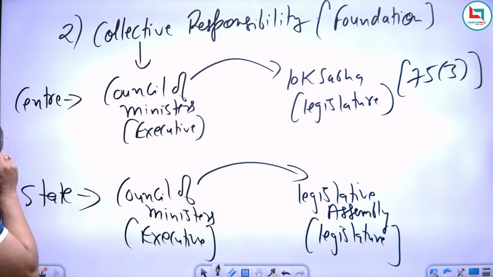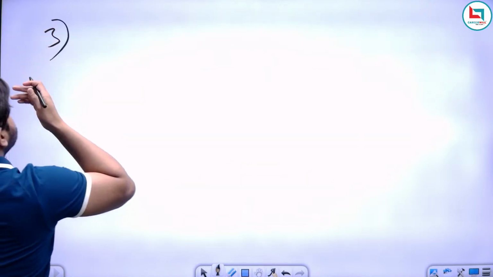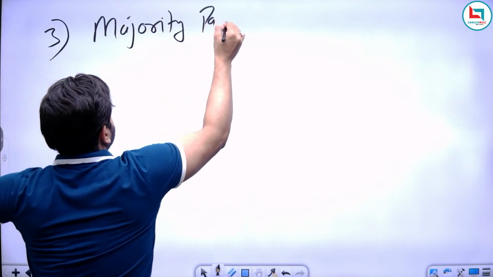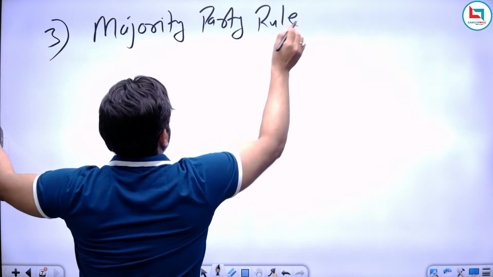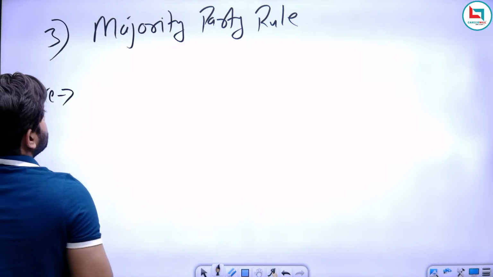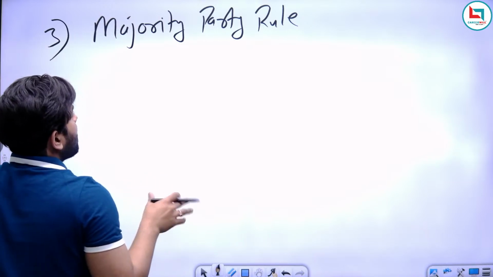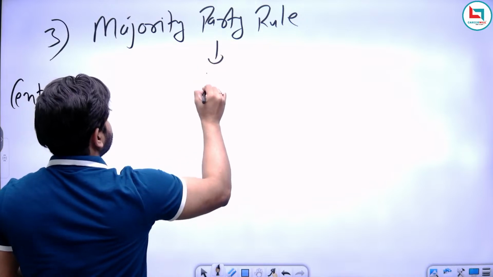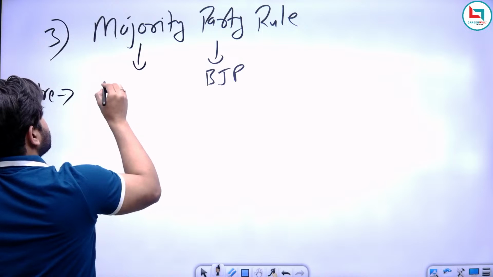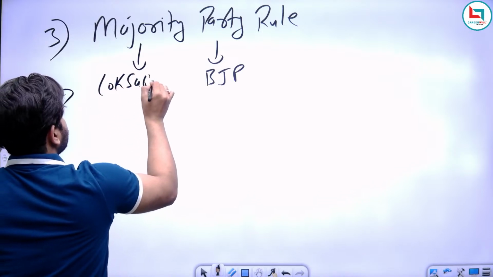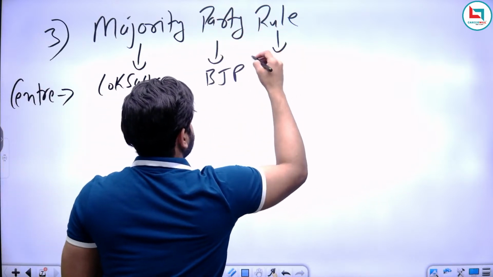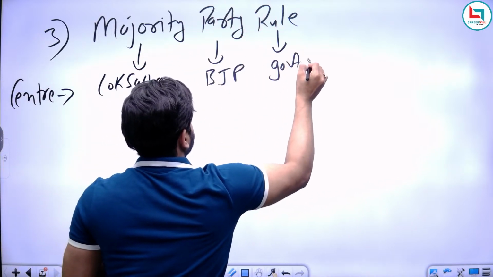Okay. Now starting with the third point. The third is majority party rule. This is the third feature. Majority party rule. Now let us check whether this feature is present at the level of center. So at center, which party you find in power? It is BJP. Now why BJP is ruling? Because BJP has majority in the Lok Sabha. So the party which secures majority in the Lok Sabha is going to rule. So BJP formed Government of India.